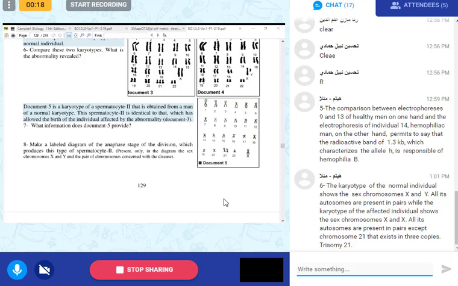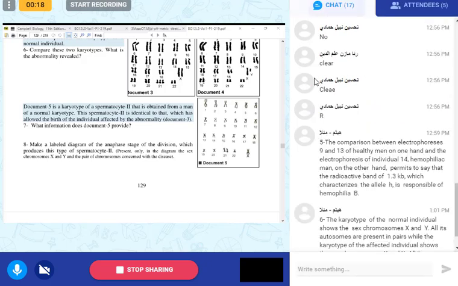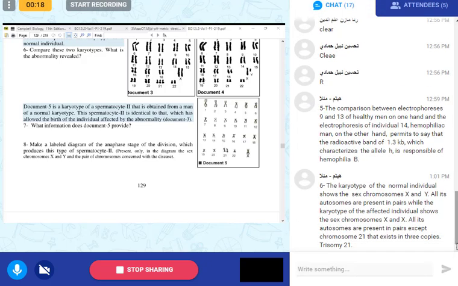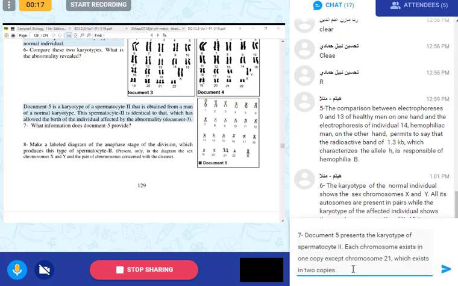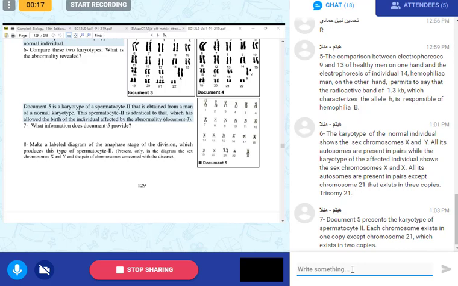So this indicates that the abnormality is here, and I should have one copy of the 21, but I have how many copies? Two. Okay, so the abnormality is now from the spermatocyte. Document 5 presents the karyotype of spermatocyte 2: each chromosome exists in one copy, except chromosome 21, which exists in two copies only.